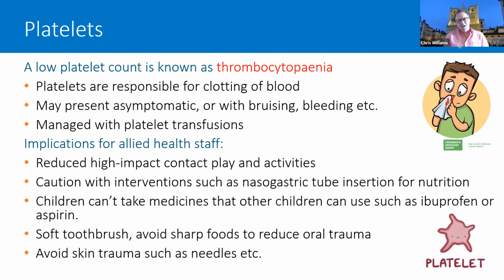So what does it mean for allied health? So if a child's thrombocytopenic, we have to be very careful, particularly in exercise, high impact contact sports and play in their activities. We want to have caution when we're doing interventions such as nasogastric tubes. So a child that might need a tube for feeding, we need to really have an eye on what their platelet count is, and that might slow down the timing of that tube placement. It also impacts on what types of medicines we can have.